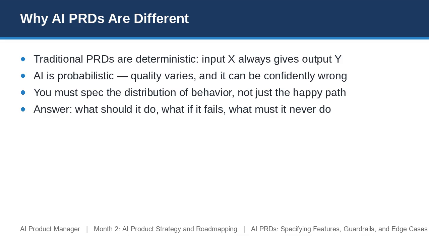A traditional PRD assumes deterministic behavior. AI breaks that assumption. The same prompt can return different answers, output quality varies, and the model can sound certain while being completely wrong. So your PRD has to specify the range of expected behavior, what happens under uncertainty or failure, and the hard boundaries the system must never cross. These three extra questions are what set an AI PRD apart.